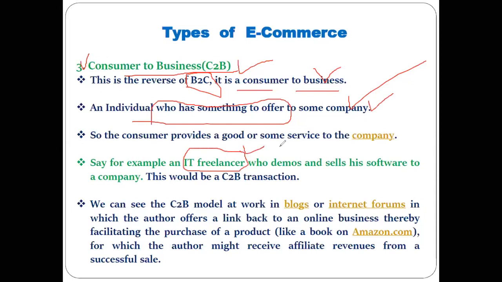IT freelancer. There are a number of freelancing websites available where an individual can produce your own software and sell your software through that website to the company, etc. Understood? So when some individual person sells some product to some manufacturing industry, that kind of business is called what? Consumer to business e-commerce. Correct?